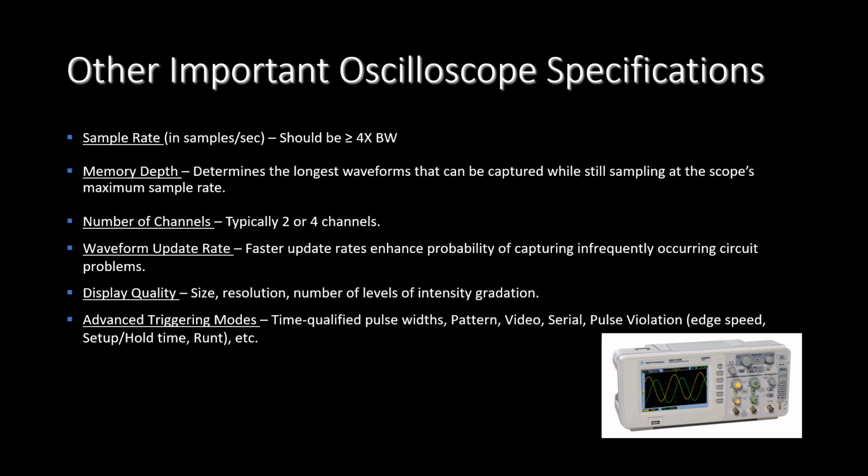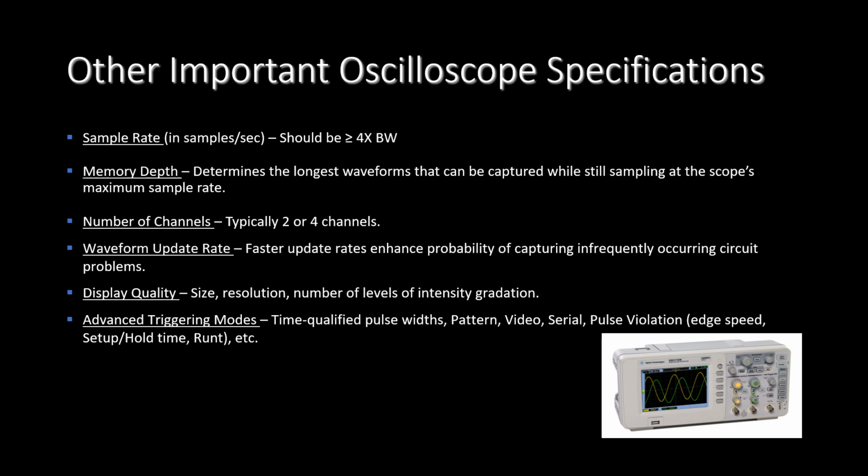If you are ever tasked with selecting and purchasing an oscilloscope, here are some important specifications that you must consider. Although bandwidth is the most important oscilloscope specification, there are others like sample rate, which should be at least 4 times the scope bandwidth, and memory depth, which determines the length of waveform that can be captured. There is also the number of channels to be considered.